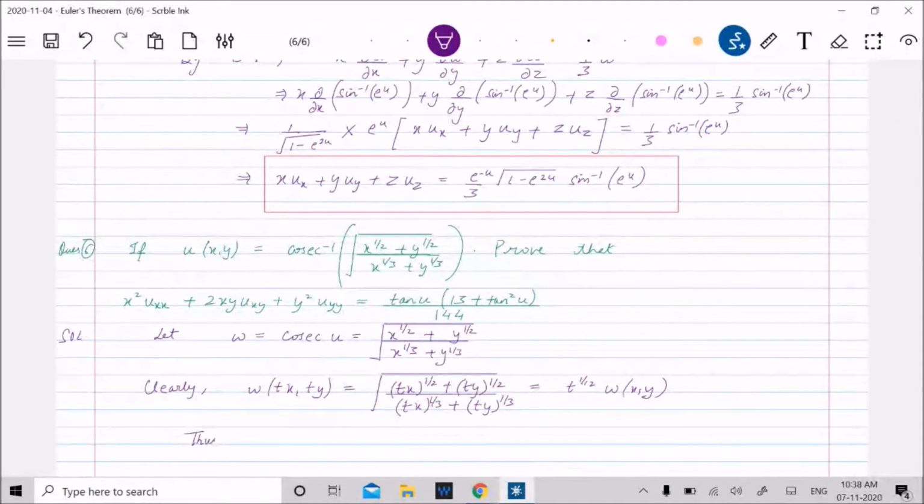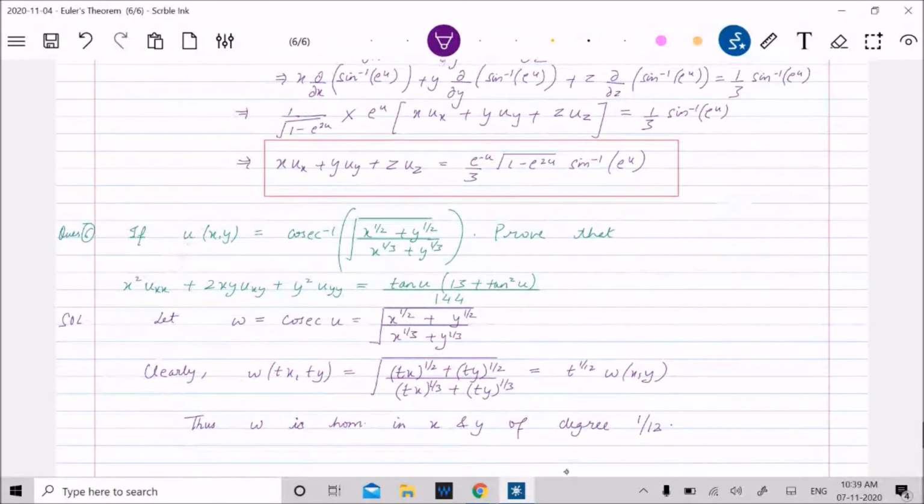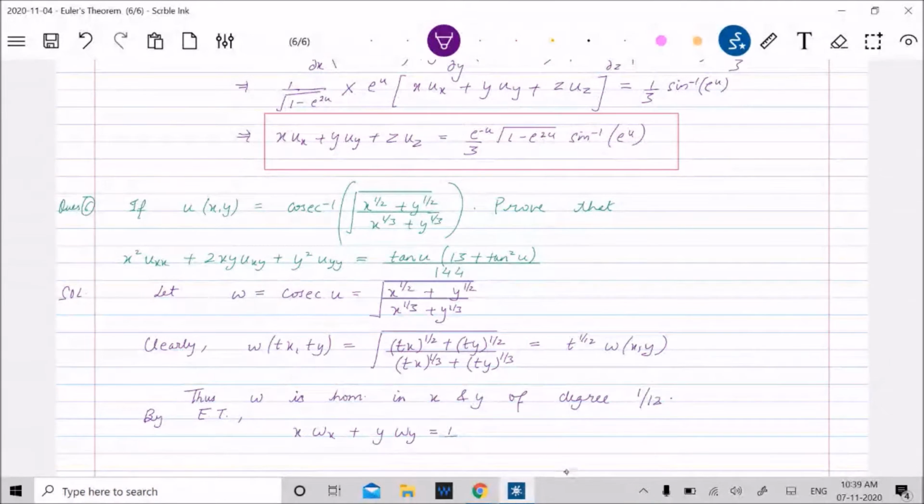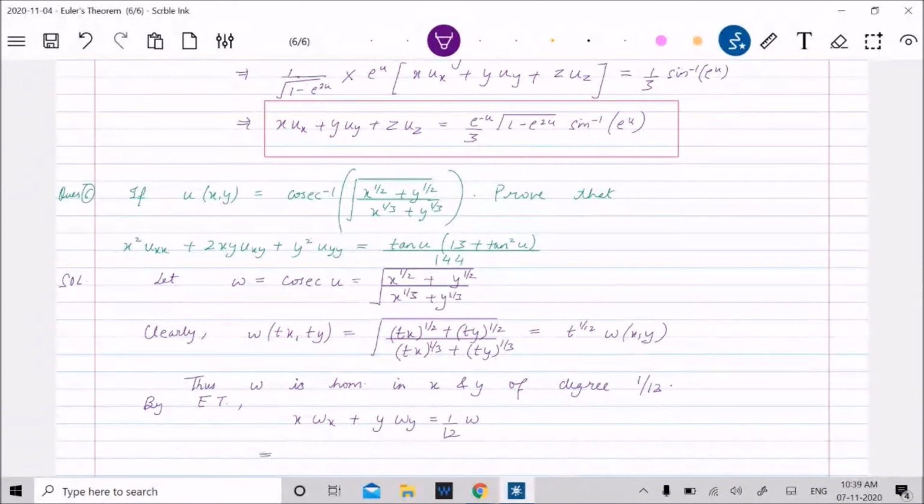Thus, you can say that W is a homogeneous function in variables x and y of degree equal to 1/12. Now you can comfortably use that Euler's theorem. By Euler's theorem, you'll be having x del w by del x plus y del w by del y is equal to 1/12 w. And now for the value of w, please do not put the long value of w. Just put the simplest one.